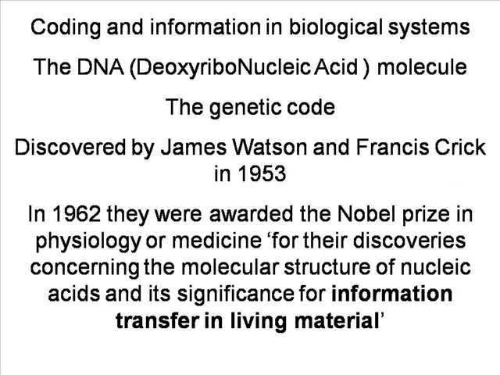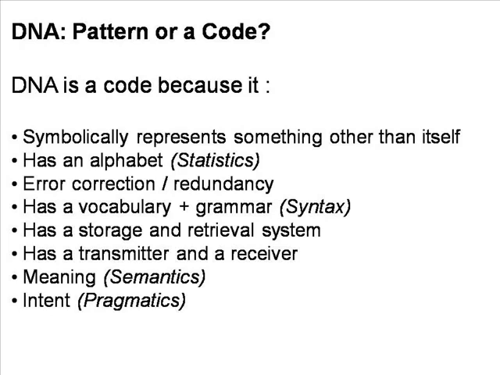The DNA, or deoxyribonucleic acid molecule in which the genetic code is contained, was discovered by Professors Watson and Crick in 1953. Some years later, they were both awarded the Nobel Prize for Medicine for their discoveries relating to information transfer in living material. In the next section we shall be identifying those features of the DNA molecule which qualify it as an information system. The judges of the Nobel Prize obviously thought that this was the case.